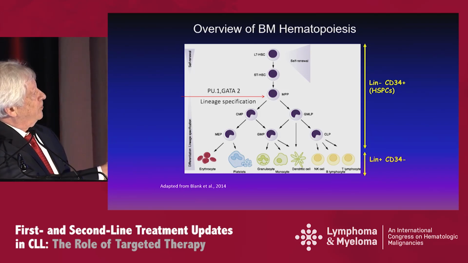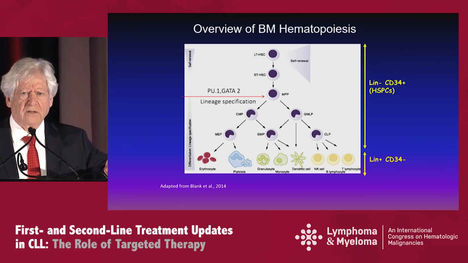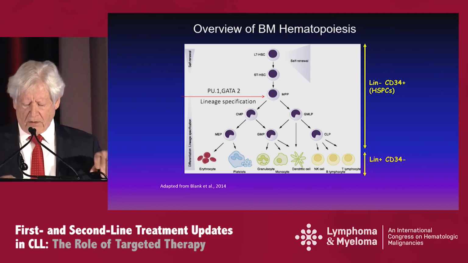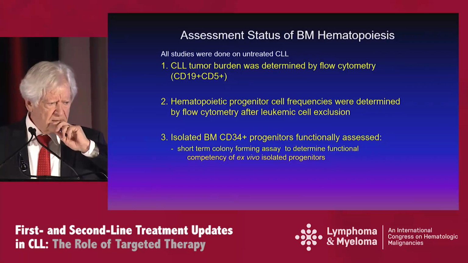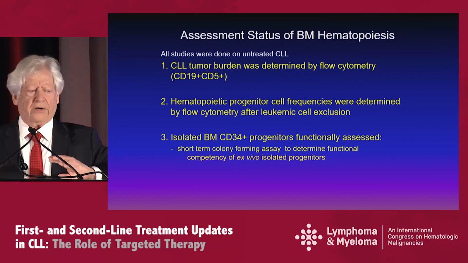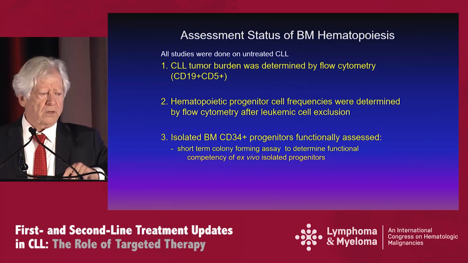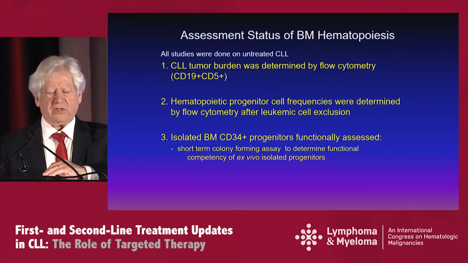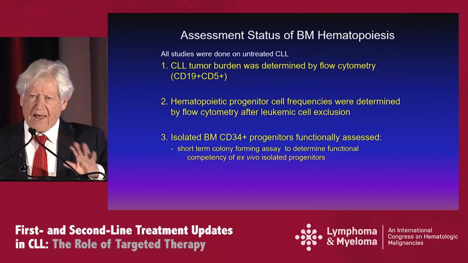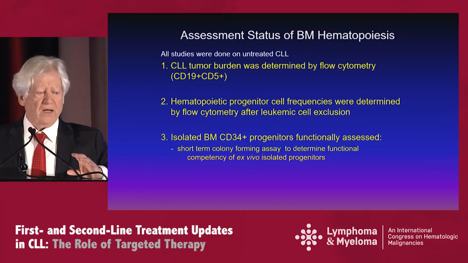I also include for your retention for a little bit that transcription factors like PU1 and GATA2 are critically important for the branch point lineage specifications, and I'll come back to that in a moment. So how do we assess bone marrow hematopoiesis? All the studies I'm going to show you are in untreated CLL. First, we estimated leukemic burden in the bone marrow by flow. Once we had that, we did hematopoietic progenitor cell frequencies, and we determined by flow cytometry what their frequencies were after we eliminated leukemic cells, because that obviously would result in a dilution factor.